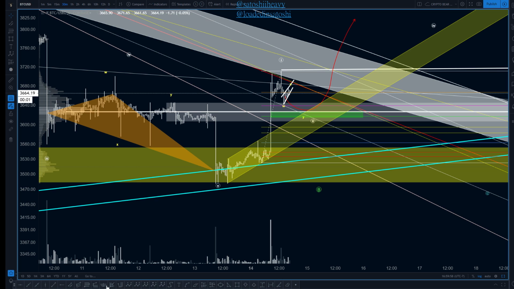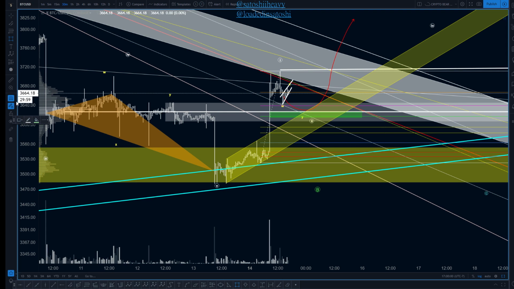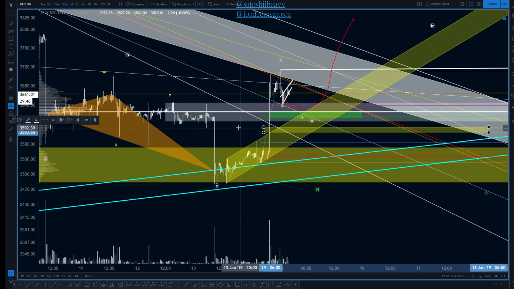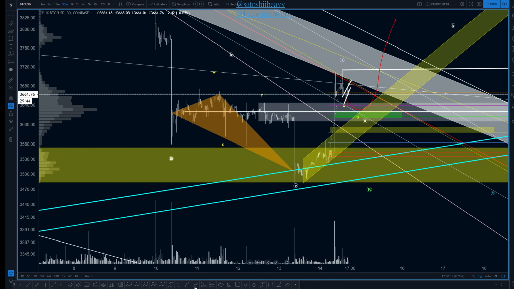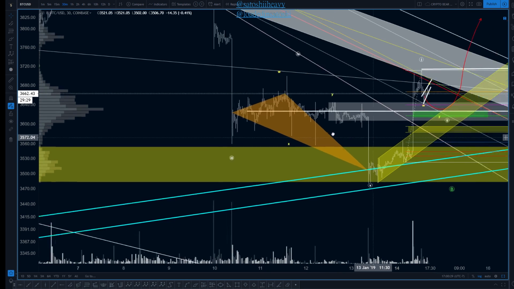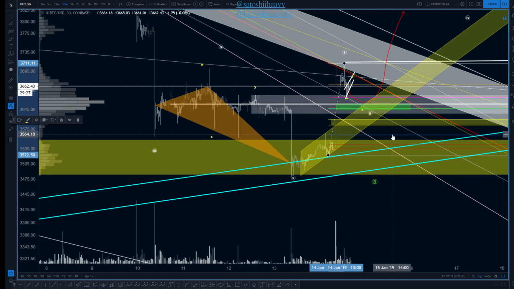Speaking of that, I'm going to pinpoint this golden box, because if we retrace below this golden box, it's going to be very bearish. It'd be really bad. If we get below this golden box, it's a good short. What I mean by that is if price action rolls back below here, that's an easy short. You're shorting here, and placing your stop here. But that's only if. I'm expecting a continuation up.